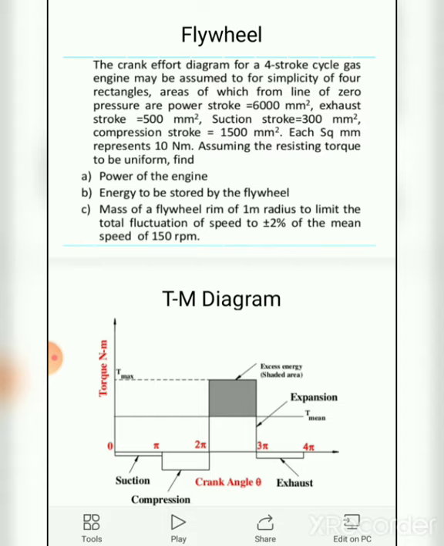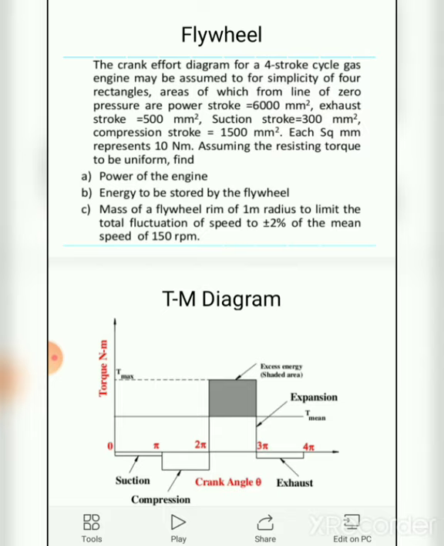Find number 1, the power of the engine; number 2, the energy to be stored by the flywheel; number 3, the mass of the flywheel rim of 1 meter radius to limit the total fluctuation of speed to plus or minus 2% of the mean speed of 150 rpm.